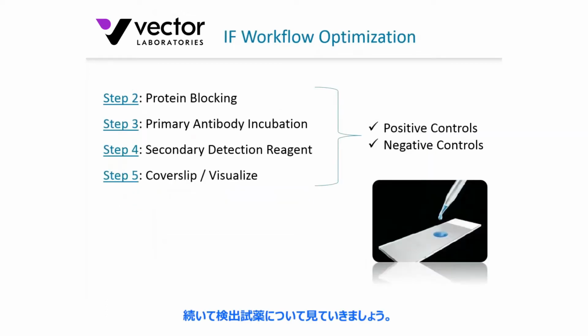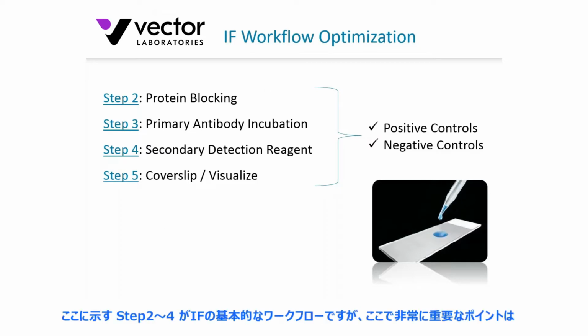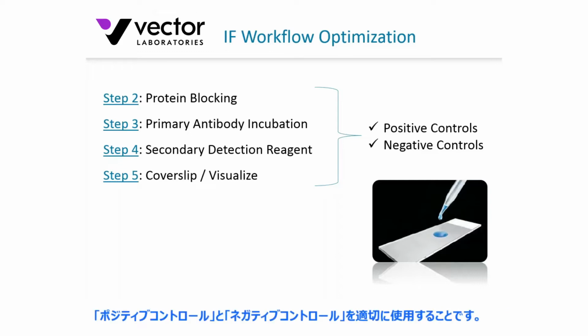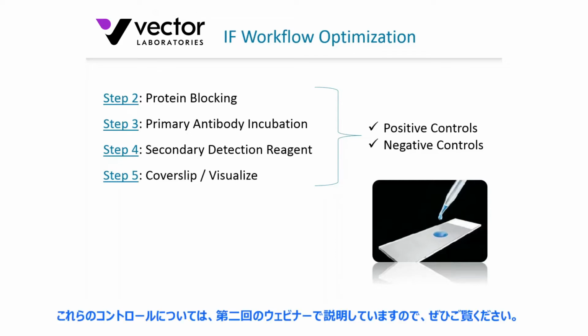Further on in the workflow, we're looking here now at the detection reagents, and I've got a very basic step 2 through 5 methodology here for immunofluorescence, which may or may not be what you're doing. But nonetheless, the point of this slide is to indicate that you have to employ the appropriate, correct positive and negative controls. Now, the positive and negative controls was a focus of our second webinar 3 weeks ago. So if anyone is looking for insight into those, I'd recommend you go back and revisit that particular webinar.